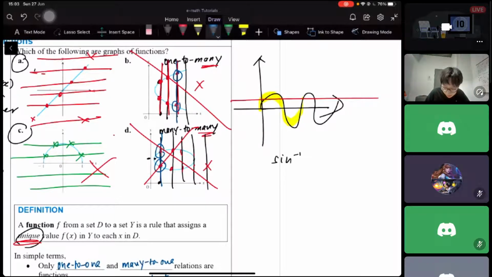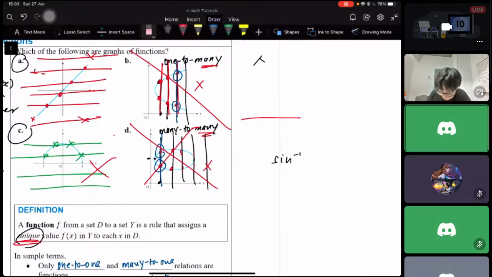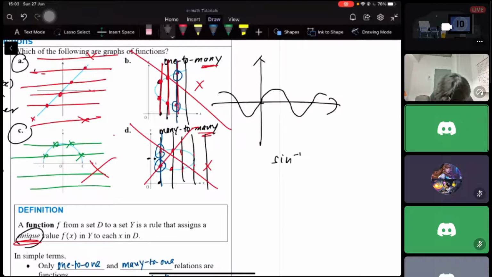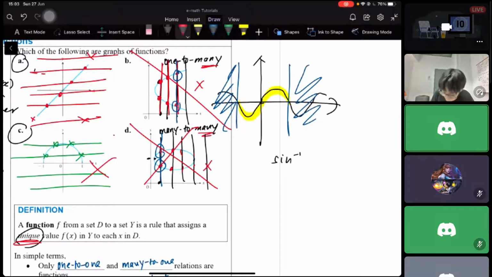I said, oh, let's say we only look at this part, not include this one. Look at this part of the sine curve, and I draw the vertical line, horizontal line. Sorry. For sine, because your graph is like this, they actually take from here to here. If you don't care about this part, then whatever horizontal line test I draw is still fine.